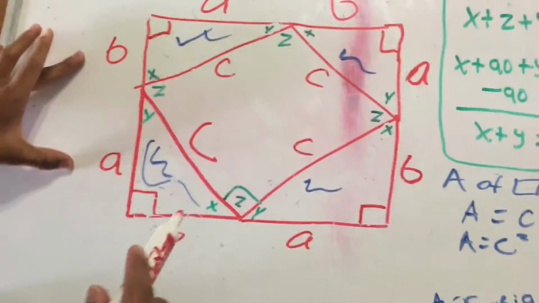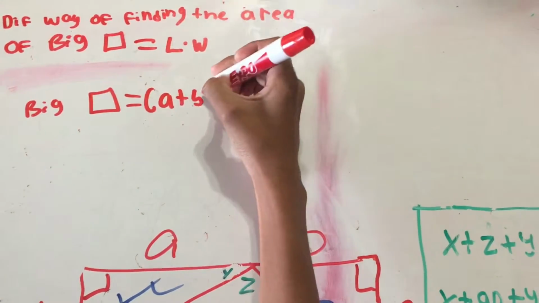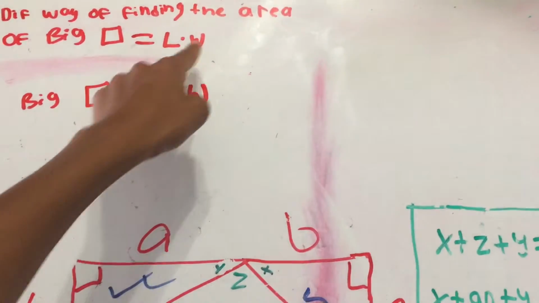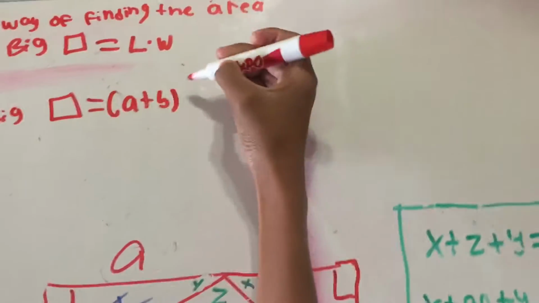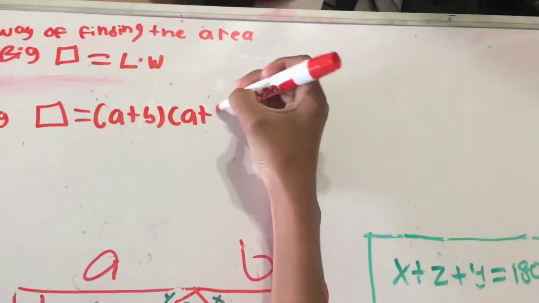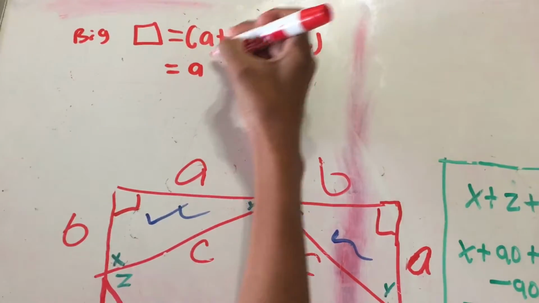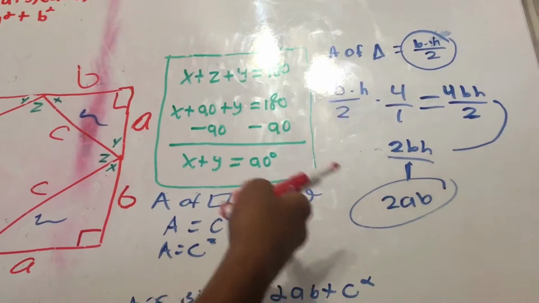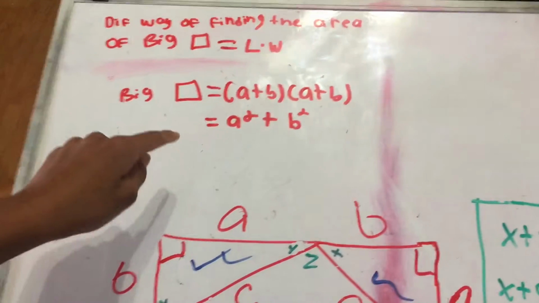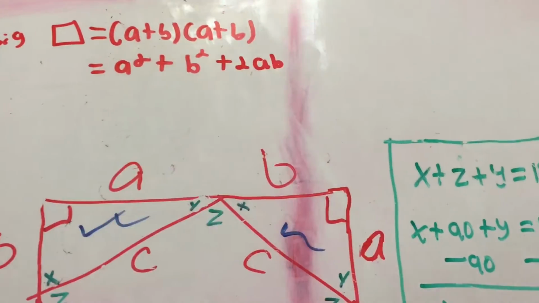So we know that it's length times width. So this is the length. So we will be doing a plus b times width, which is a plus b. So (a plus b) times (a plus b) is the same thing as a squared plus b squared plus 2ab. You already know that the area of the triangle is 2ab. Add that in to the area of the big square.